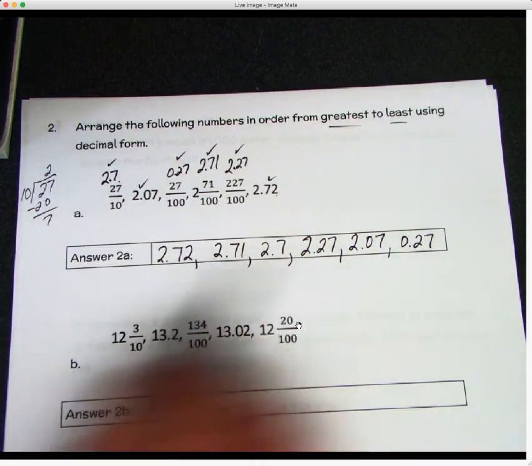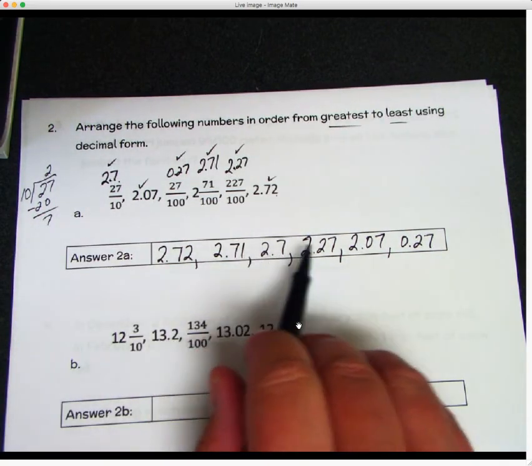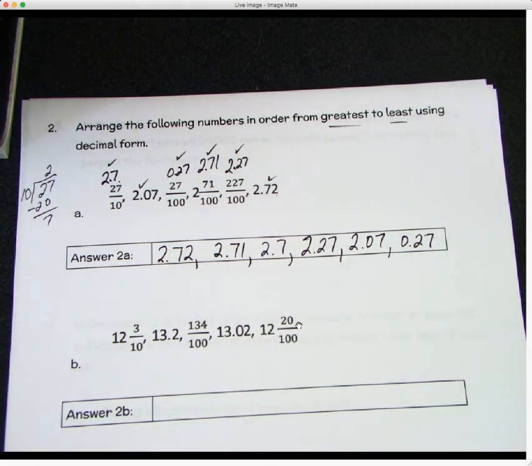All right, so we used greatest to least. They're in decimal form, and I'm looking back and double checking. It looks like we have done this correctly.